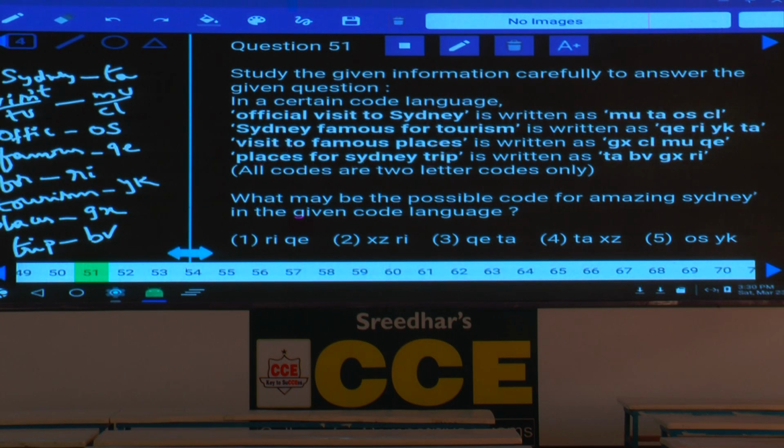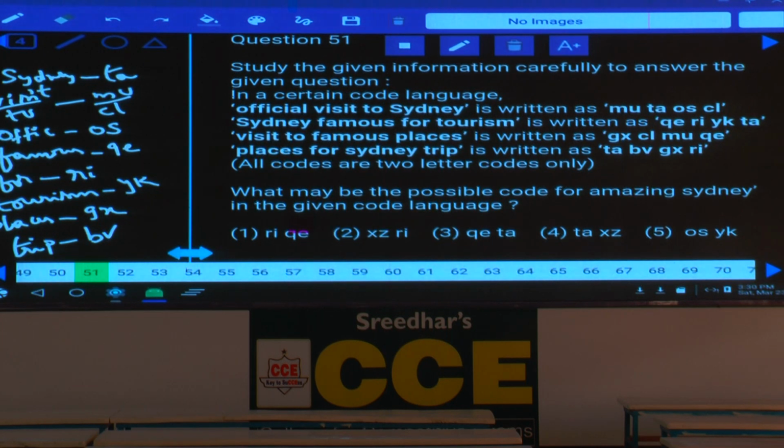Now in this question number 86, what may be the possible code for amazing Sydney? Amazing. Is there any word called amazing? No word. And Sydney, what is the code to the word Sydney here? The code to the word Sydney is TA. For Sydney, I am able to determine. Amazing, we cannot determine because that word is not present here.